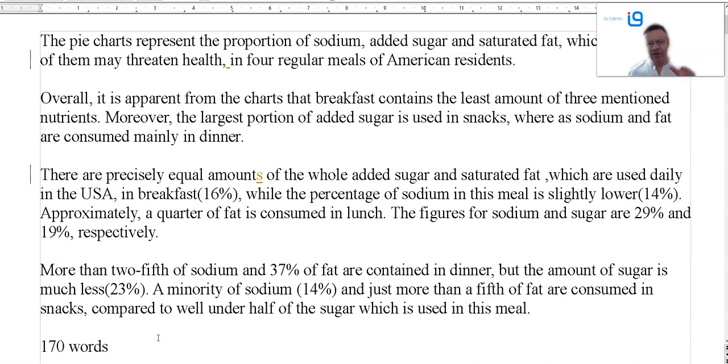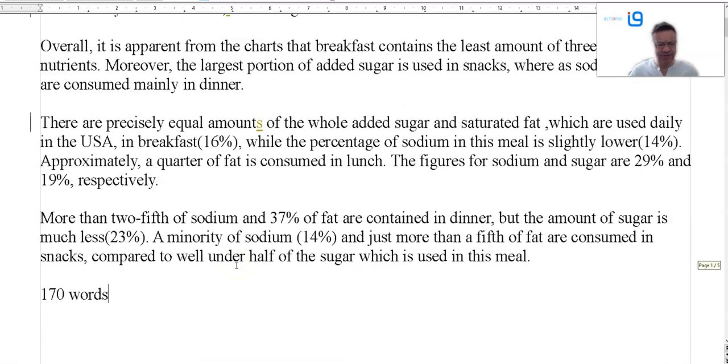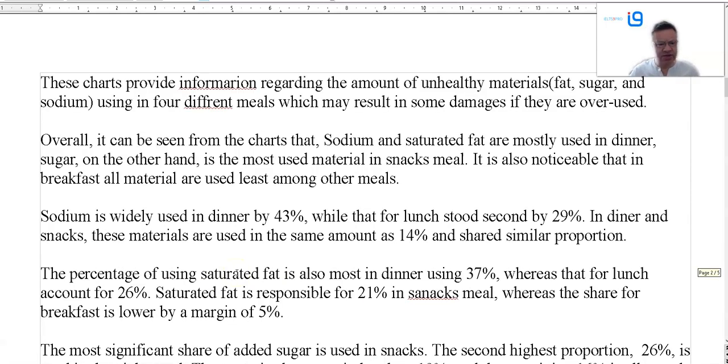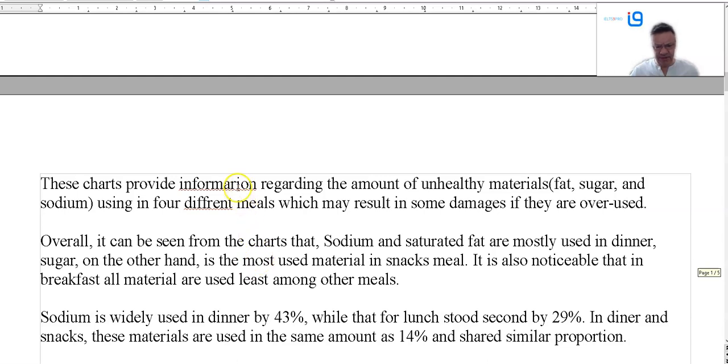So the overview, the introduction could do with changing. The overview is not bad, but then you've got breakfast, precisely equal amounts used daily in breakfast. Then you've got 60. So equal amounts of sugar and fat in breakfast, 16%. So what did it say? 60% respectively, 14%. Okay, and a quarter of fat. So okay, it's not too bad, but I would have changed it a little bit, just to have a more logical sequencing.